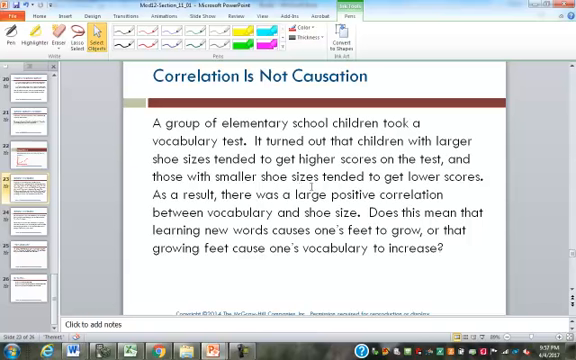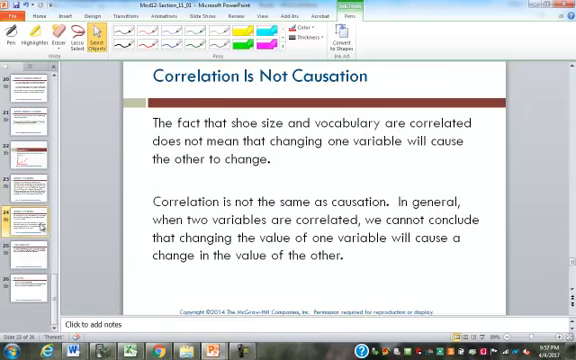Or it just happened to be a coincidence that the shoe size happened to go up as the vocabulary went up, and there's no real relationship at all. But it definitely does not mean that as a person's feet grow, their vocabulary grows. So the fact that the shoe size and vocabulary are correlated does not mean that one variable caused the other.